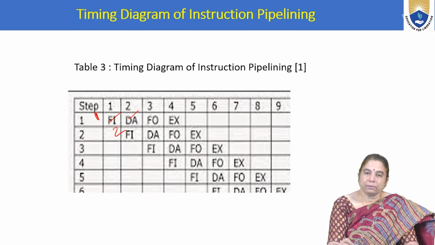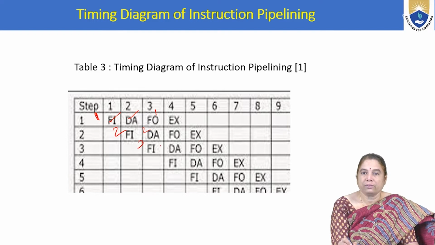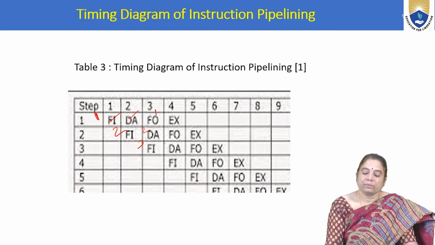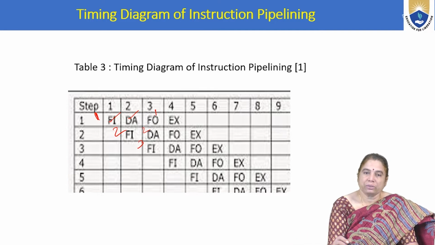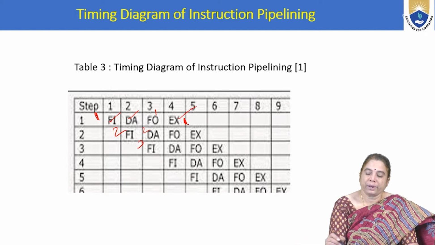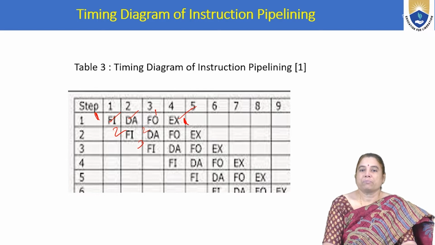At the third clock tick, the first instruction moves to the fetch the operand stage, the third step, and the second instruction moves to the decoding segment stage, and the third instruction is initialized with the fetch instruction, the segment 1 operation. So in parallel, 3 instructions are executing, and in the fourth step the execution of the first instruction can be completed. So 4 clock cycles are required to complete the first instruction.